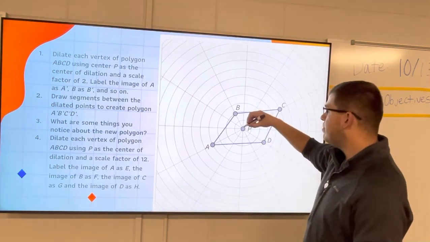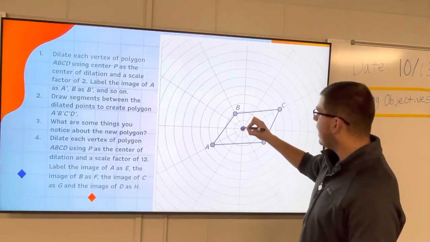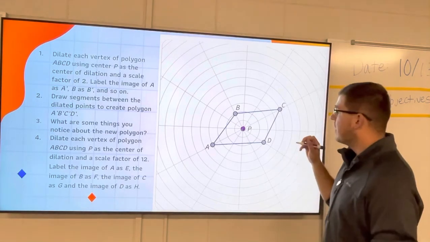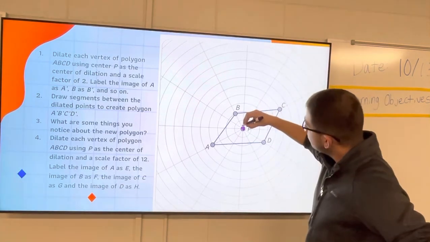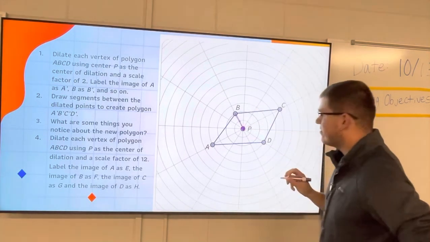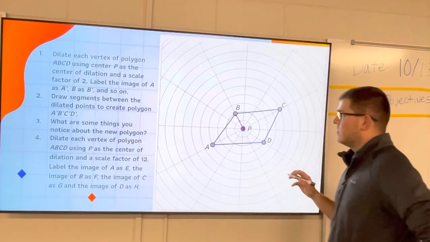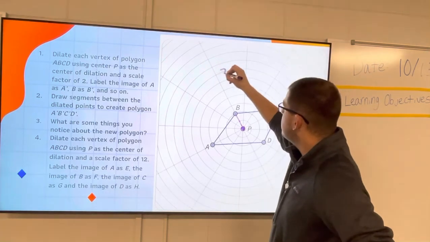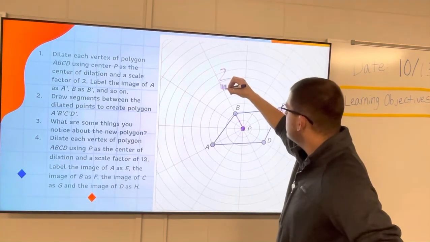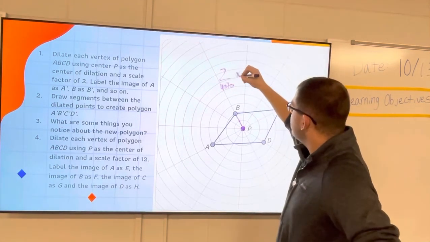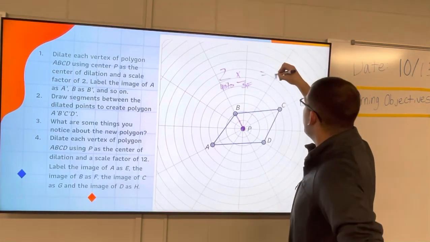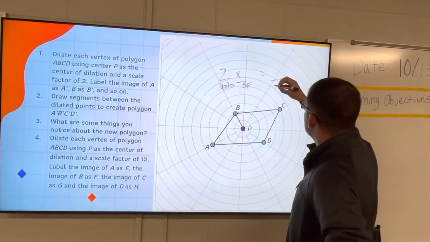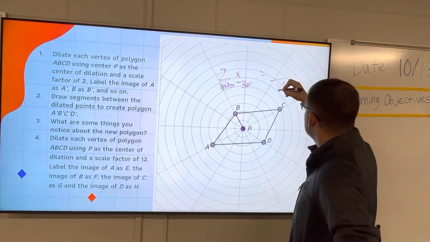So I'm going to go to B to start. Here's my center of dilation, point P. I'm going to go out, count how many units it takes to get to B. So it's 1 unit, 2 units. My scale factor is 2. So it's 2 units times the scale factor that gives me where my new point is, or my prime point.